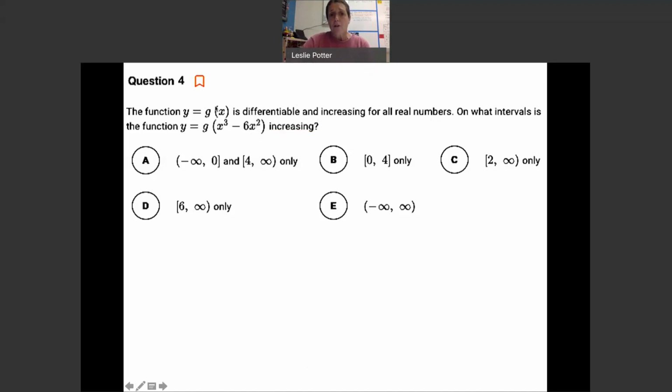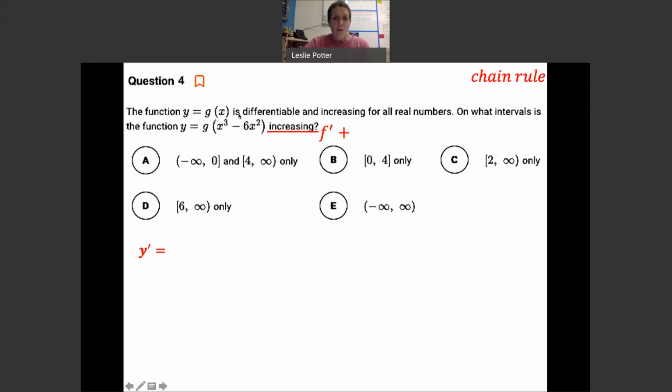So in other words, I'm going to take g of x and I'm going to put in another function. So I'm going to do this composite substitution here, and that's your indication that we have a chain rule occurring when we differentiate. And so we're looking for increasing, which we know is a positive derivative. So we've got to find y prime. So we have to differentiate this.